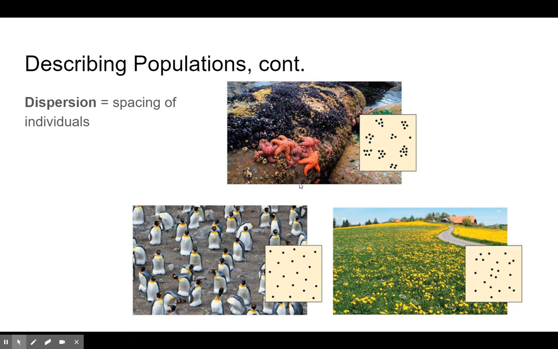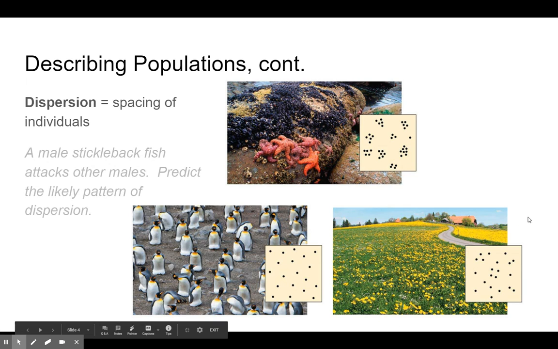The type of dispersion that a population has is sometimes affected by factors in the ecosystem. If there happens to be a cluster of nutrients or food in certain places, you'll get this clumped dispersion pattern. If individuals are, say, defending their territory, like these penguins are all defending their little 2 square feet of space, you get a pretty even distribution. But if there's no competition and resources are distributed fairly evenly, then you get this random distribution pattern.